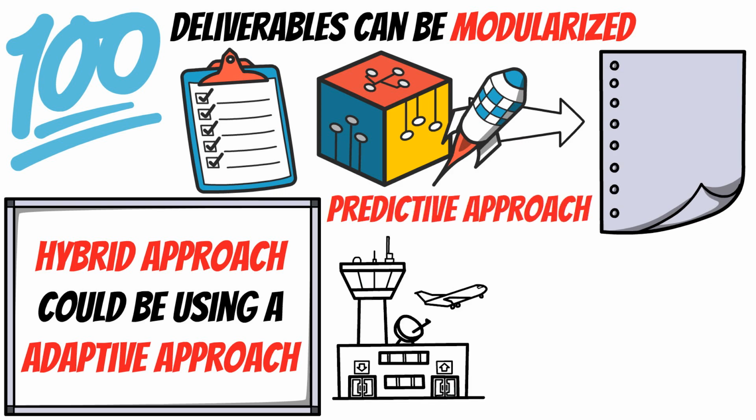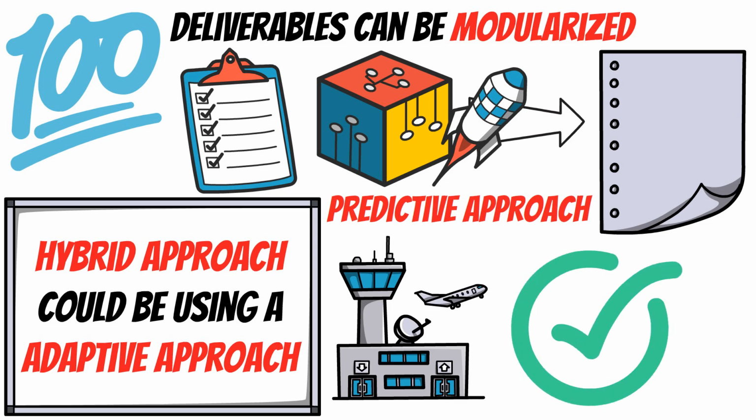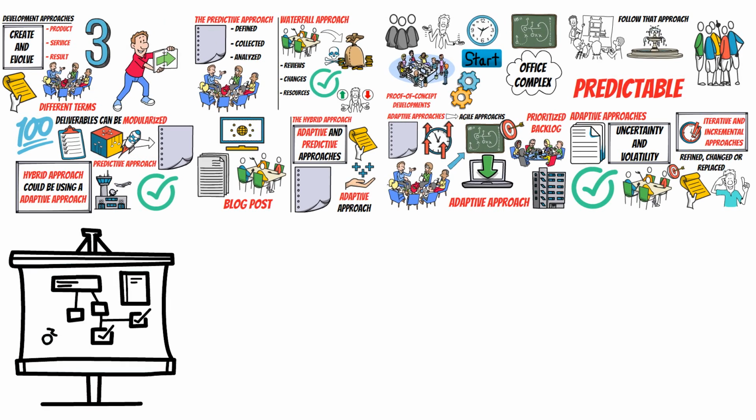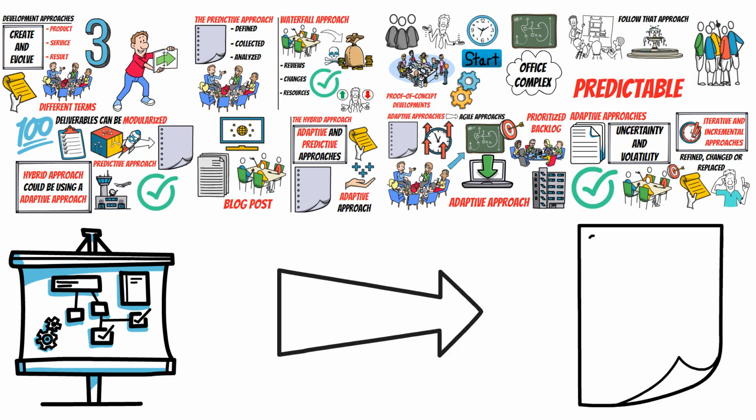You will see a lot of organizations use hybrid approaches in their project management because predictive and adaptive are pretty much useful in all situations. Depending on the project, you may lean heavier on one approach than the other.